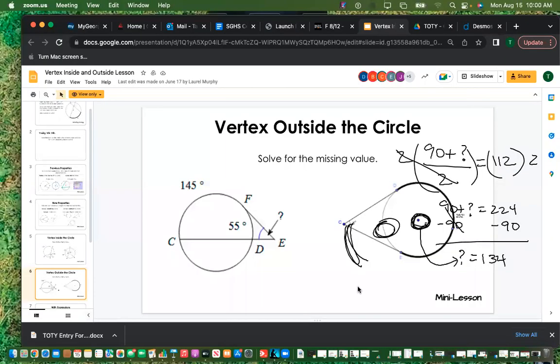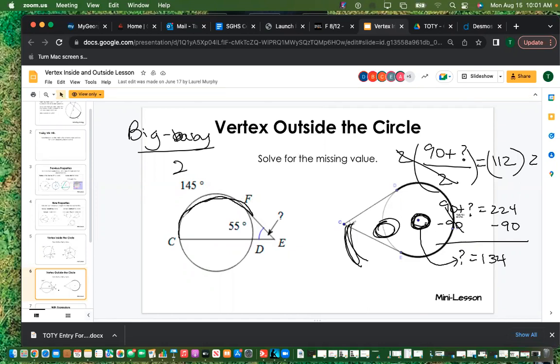On the outside of the circle, we're going to solve for the missing value. Okay, so vertex on the outside of the circle, what's the formula for that one? Big arc minus little arc divided by 2. Big minus baby divided by 2, right? Yes.